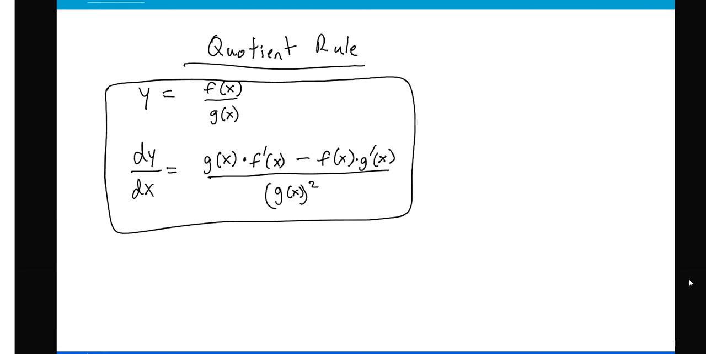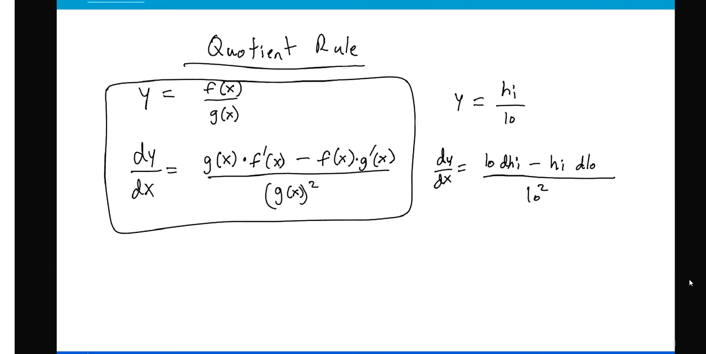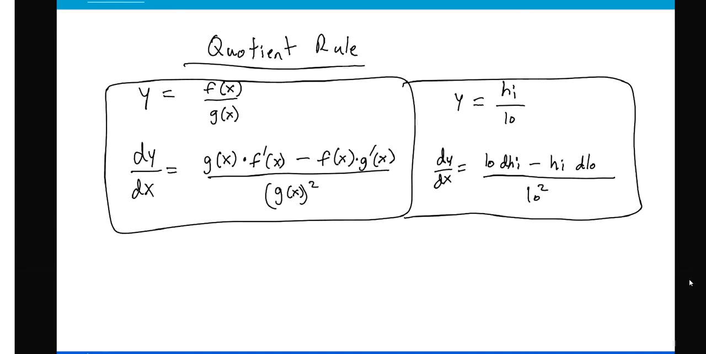Well, again, that's the formal definition, but there's an easier way to remember it. There's a mnemonic for this as well. Instead of thinking about f of x and g of x, let's just call whatever's on top high, whatever's on bottom low. High and low. So our derivative would be low times the derivative of high minus high times the derivative of low all over low squared. Now that sounds really weird, but if you say it a whole bunch of times, you won't forget it. Low d high minus high d low all over low squared.